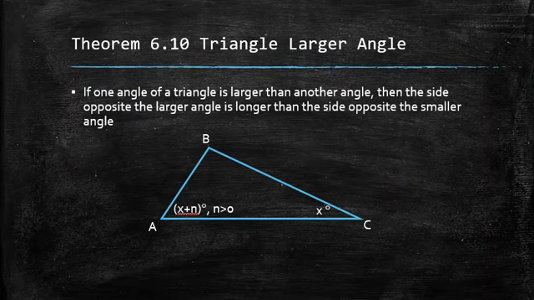This theorem is called the triangle larger angle theorem and is similar to the last. If we know that one angle of a triangle is larger than another angle, then the side opposite the larger angle is longer than the side opposite of the smaller angle. For example, if we know that angle C is some value x, and angle A is some value x plus n, as long as n is greater than 0, then the side opposite of angle A, segment BC, must be larger than segment AB, the side opposite of angle C.